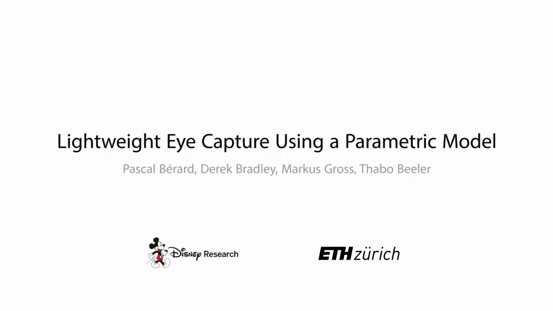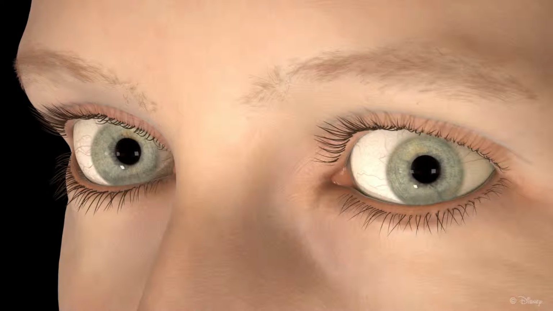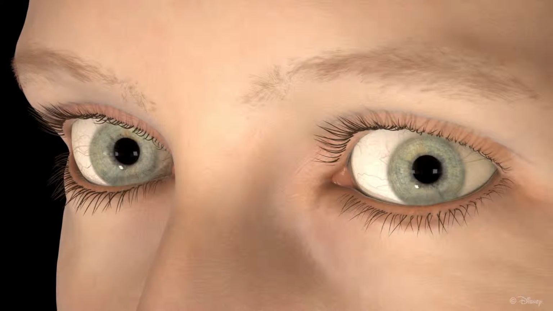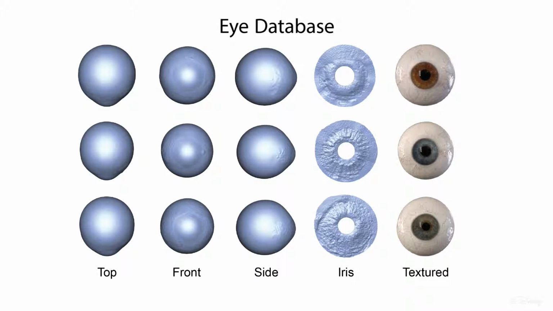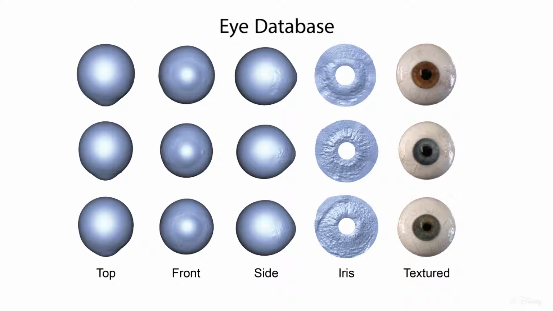We present a new lightweight method for high-quality eye capture, which can reconstruct eyes from just a handful of photos, allowing our method to be coupled with off-the-shelf face scanners, as we see here, or even reconstruct eyes from single images. To achieve this, we introduce a new parametric model of an eye, built from a database of high-resolution 3D scans that include both shape and texture.